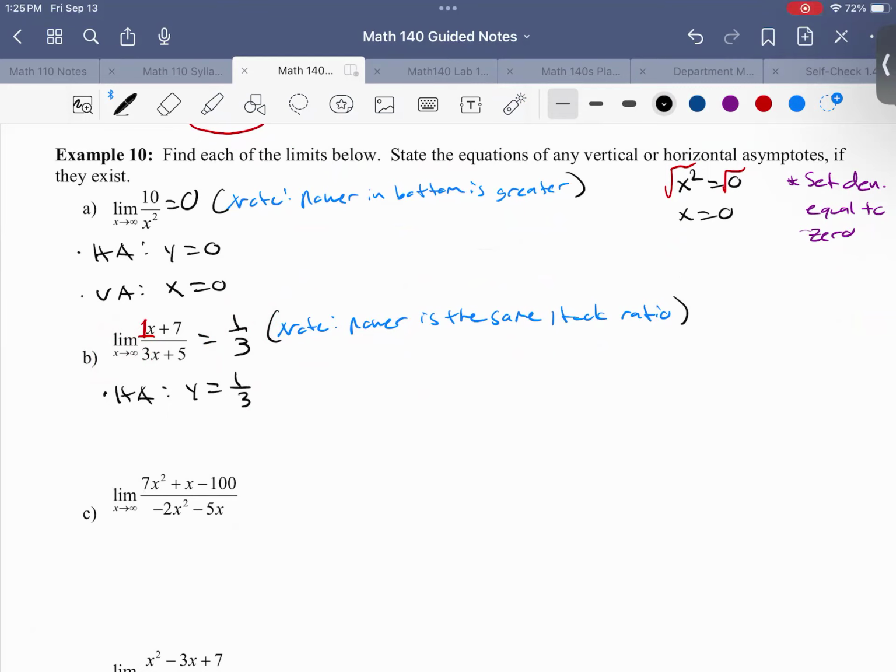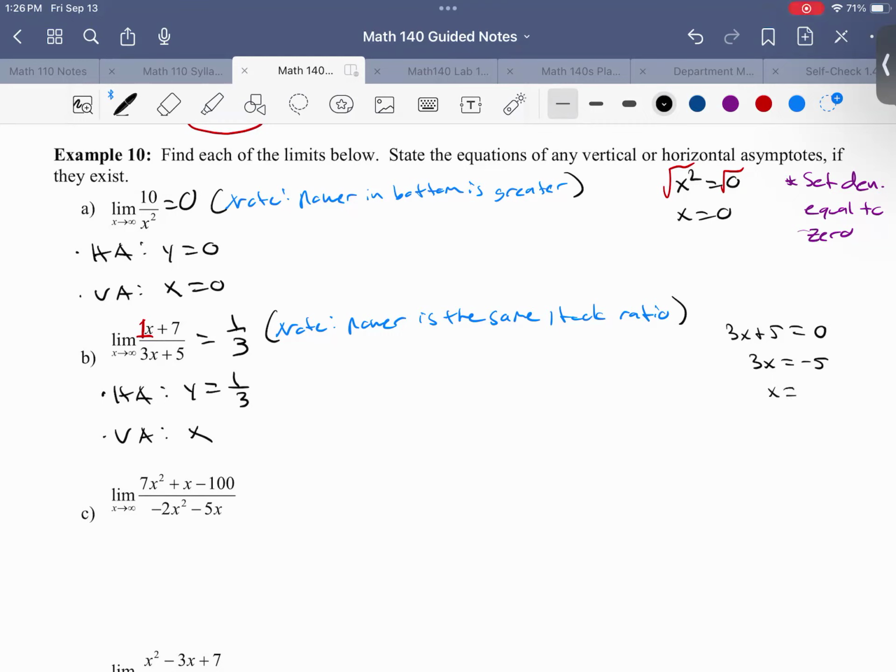Okay. And then your vertical asymptote, remember, it's when this guy blows up, right? So you got to set your denominator equal to 0. So let's go off to the side here and let's do that. So we have 3x plus 5 equals 0. We move the 5 over, we get 3x equals -5. Divide by 3, and we get -5/3. And so your vertical asymptote would be -5/3. Okay.